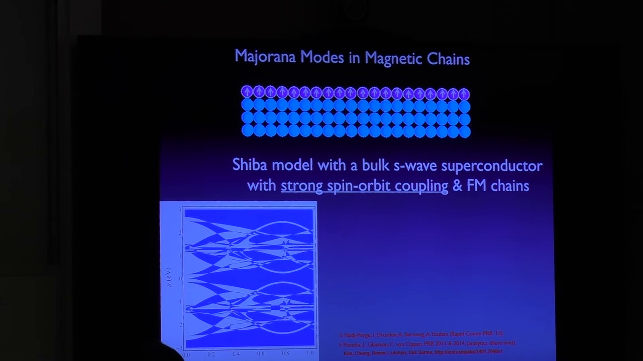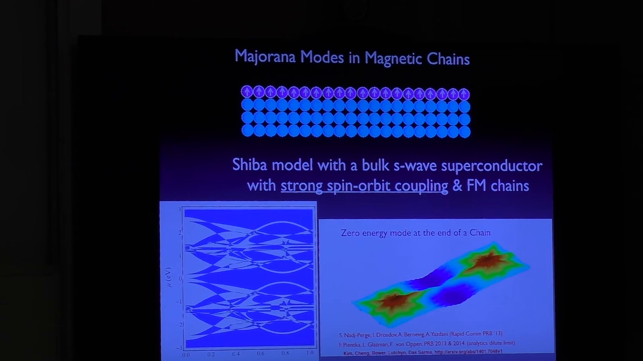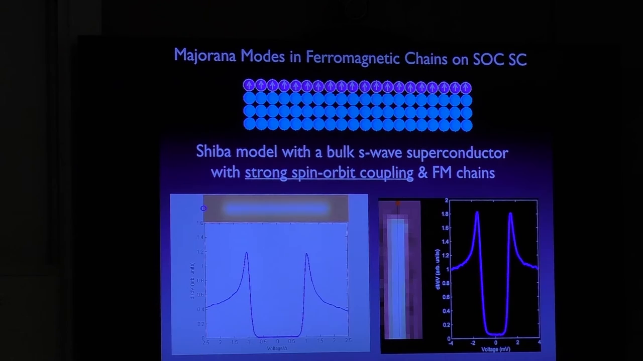And you find all the dark regions are topological superconductors. So you find a large topological superconductor space, just as I argued before. But this is a more complex calculation, and there should be Majorana modes at the ends of the chain. Okay. So here's how the density of states would look in a calculation.